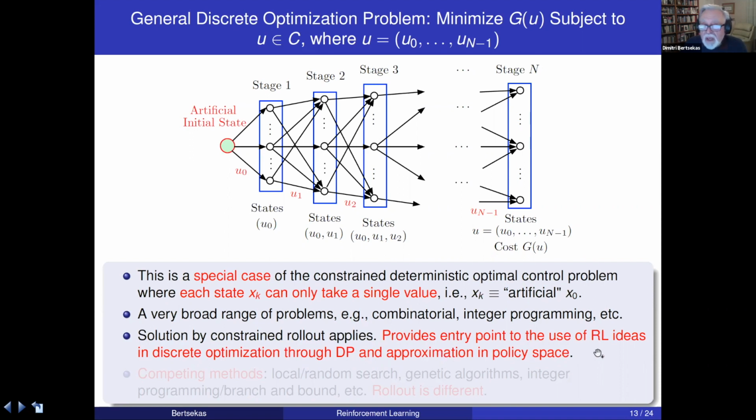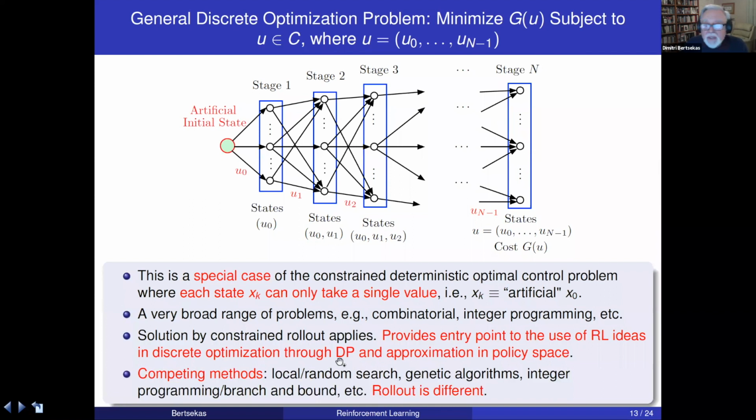What we're doing here is allowing the use of methods of approximation in value space, approximation in policy space, dynamic programming. We allow these methods to come into this broad range of problems.